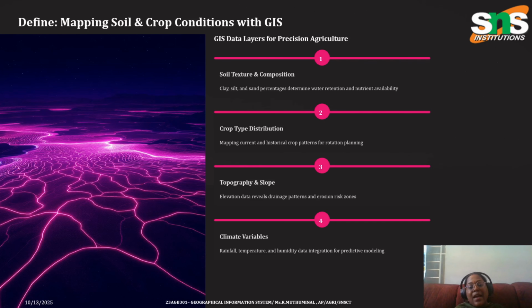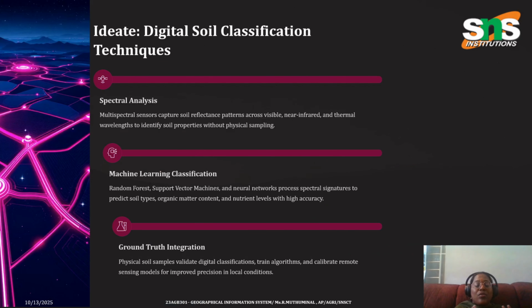mapping the crop pattern for rotation planning, and it will also help us to identify climate variables like rainfall, temperature, and humidity data integration for predictive modeling. So here, since the problem is in classifying and mapping the soil, under the design thinking ideation stage we can go for digital soil classification techniques. The first technique that we could use is spectral analysis.